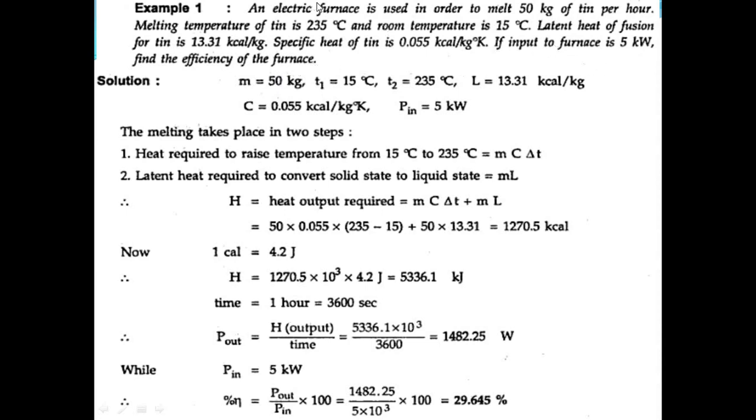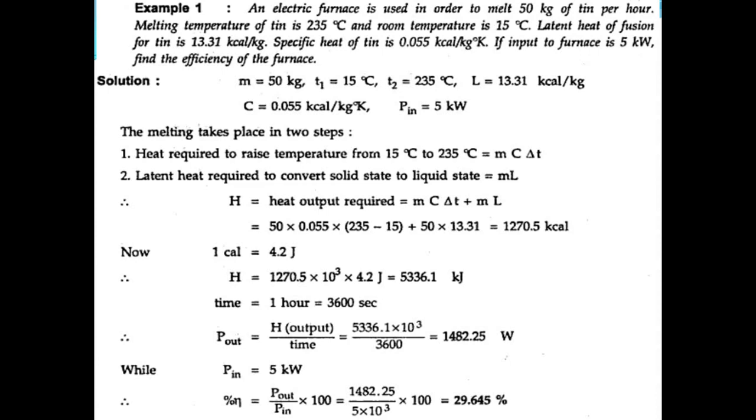Okay, now this is an electric furnace, so its input is electrical and its output is thermal, because here you are melting the tin, so heat will be produced. The input to the furnace is given as 5 kilowatt, so it is in kilowatt, which means the input power is given for the furnace. So first, we have to find the output energy for the electric furnace. Now, for the electric furnace, tin is melting, which means there is a change of state of a substance.